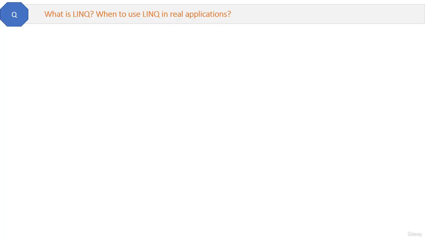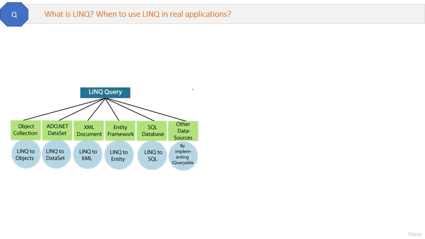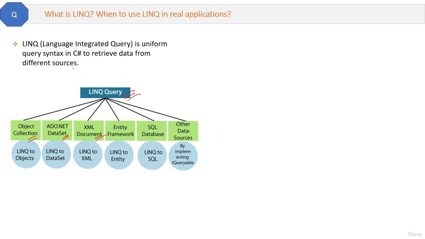What is LINQ? When to use LINQ in real applications? Let me show you a diagram. Here it is. See, we can have multiple kinds of data sources. We can have object collections like list, dictionary. We also call them in-memory objects. Similarly, we can have data sources like dataset from SQL, XML data source. Now the purpose of LINQ is a uniform query syntax in C# to retrieve data from different sources. Meaning, to get the data from different kinds of sources, we have a common syntax model, and that is LINQ.